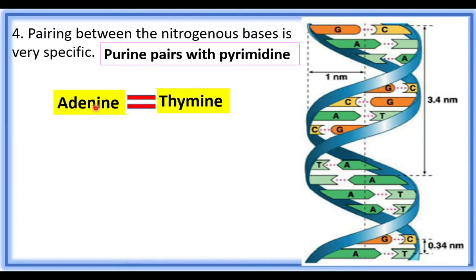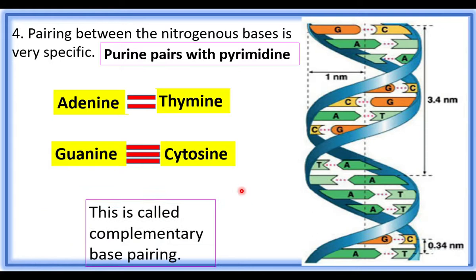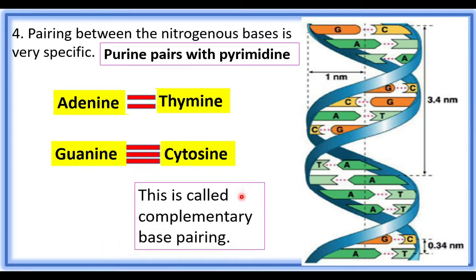Adenine is a purine, thymine is a pyrimidine. Guanine is a purine, cytosine is a pyrimidine. In between guanine and cytosine, there are three hydrogen bonds. This is called complementary base pairing. Adenine is complementary to thymine, and guanine is complementary to cytosine. This type of base pairing, the adenine-thymine base pair and the guanine-cytosine base pair, is called complementary base pairing.